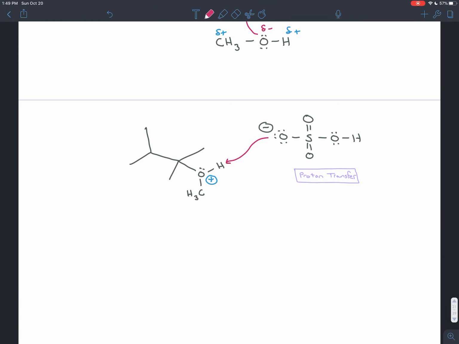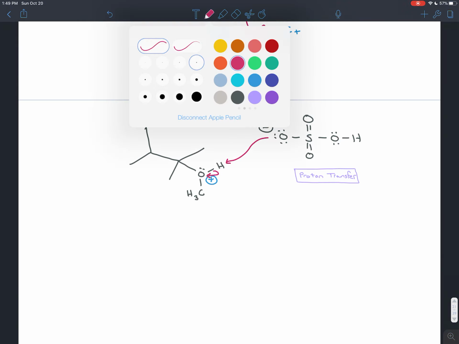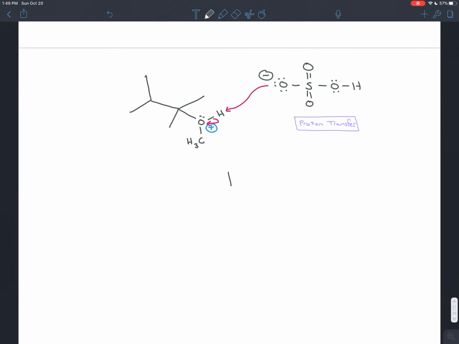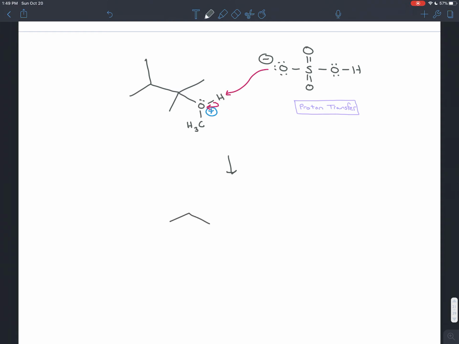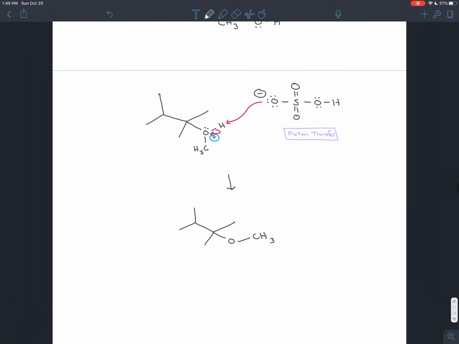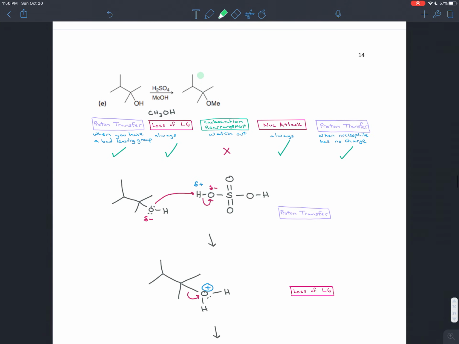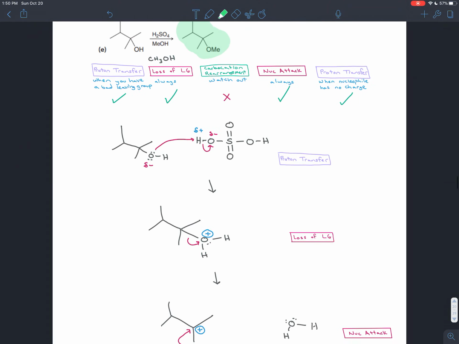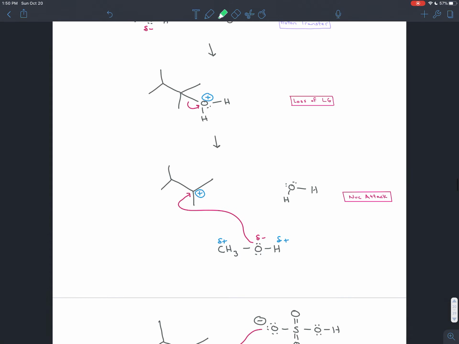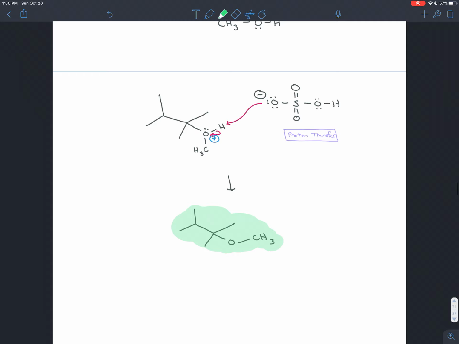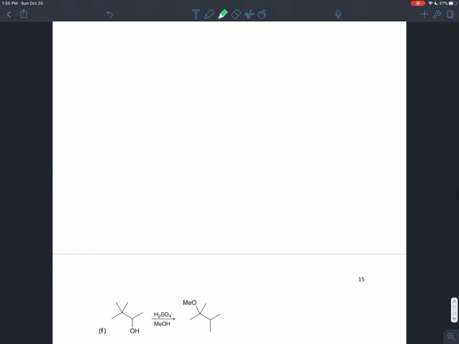So this oxygen with a full negative charge, that can take its hydrogen back, and those electrons in this bond can go onto the oxygen to stabilize the positive charge there, so that what we're left with is the molecule we wanted. So they're going to write that CH3 as an Me, as a methyl group, but it's really the same molecule. And so this whole thing is the mechanism for that change. First you have a proton transfer, loss of a leaving group, nucleophilic attack, and another proton transfer.